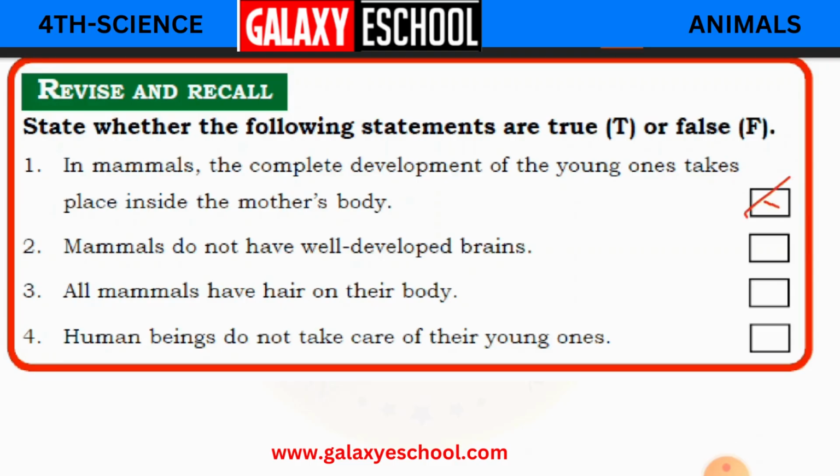So we have learned that this is a true statement. The young ones are going to develop inside the mother's body. The second statement: mammals do not have well-developed brains. So this is false, children. We learned that mammals have a well-developed brain.